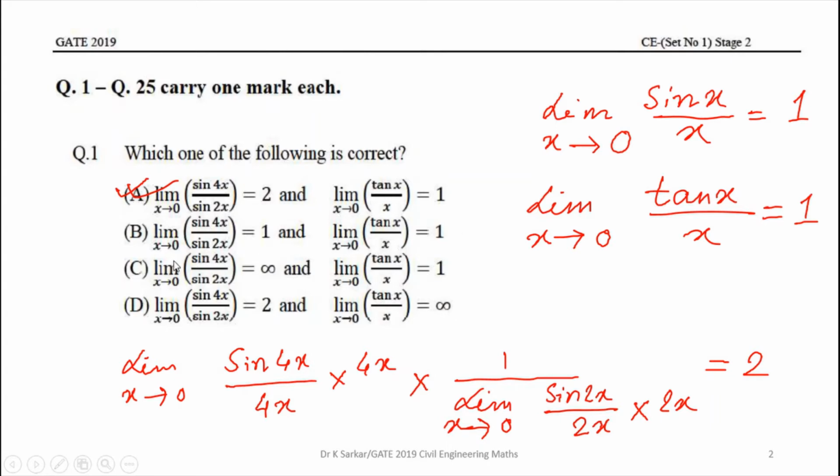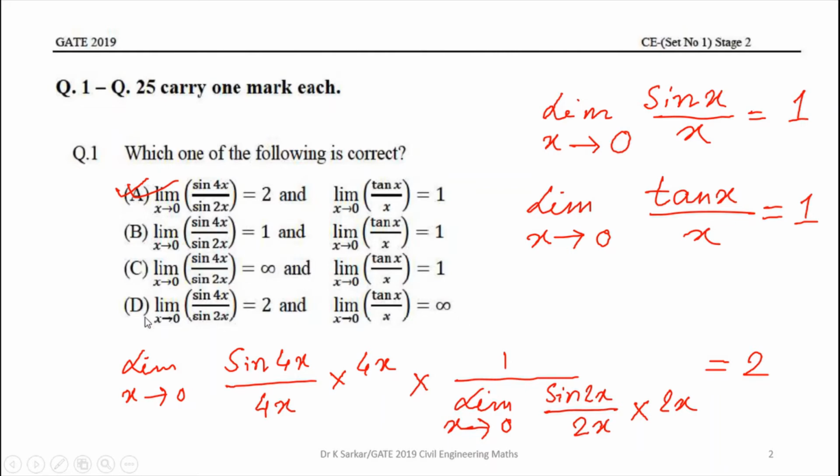Option C, limit x tends to 0 sin 4x by sin 2x is infinity and limit x tends to 0 tan x by x is 1. Option D, limit x tends to 0 sin 4x by sin 2x is 2 and limit x tends to 0 tan x by x is infinity.